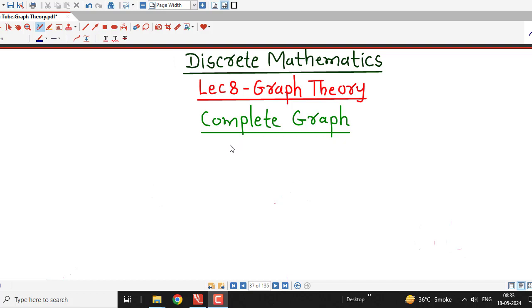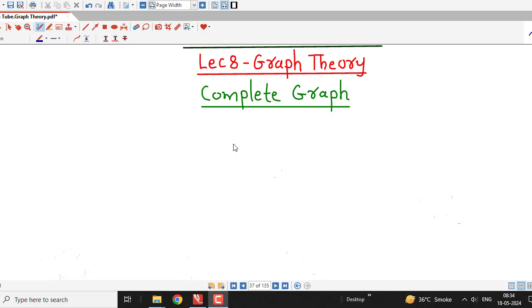In this lecture, we are going to discuss one special graph known as the complete graph. We will understand the definition of complete graph with examples. A complete graph is a simple graph. Simple graph means there are no parallel edges and loops in a graph.